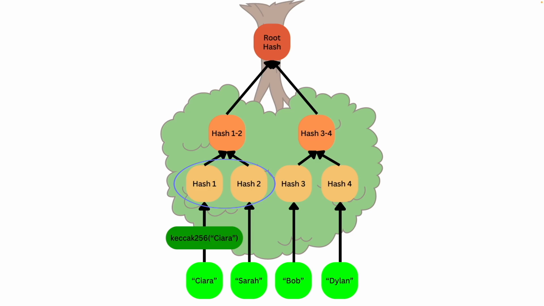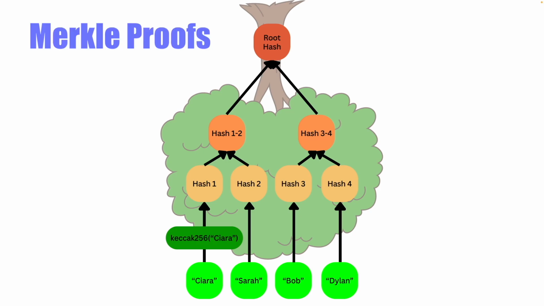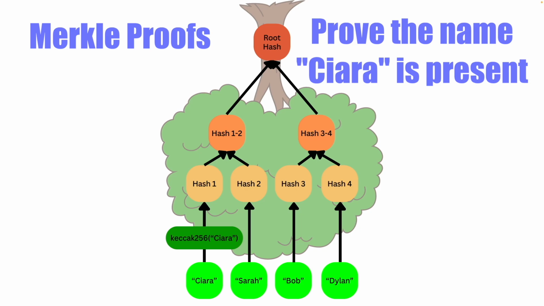So hash 1 and hash 2 are hashed together to produce hash 1, 2. Hash 3 and hash 4 are then hashed to produce hash 3, 4. These two intermediate nodes are then hashed together to produce the root hash. This may sound a little bit complicated right now, but we're going to go through this again in more detail and how this actually works in practice. Merkle proofs are then used to prove that some data is present in the group of data in the Merkle tree. And this data can be literally anything.